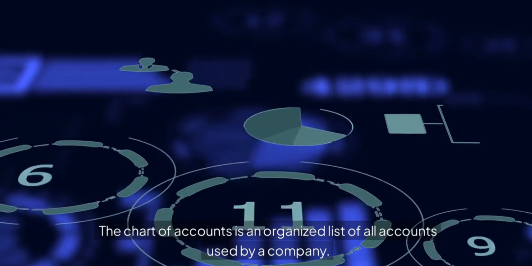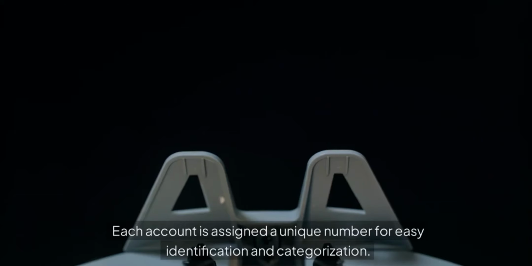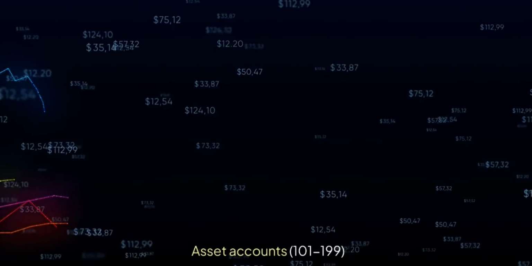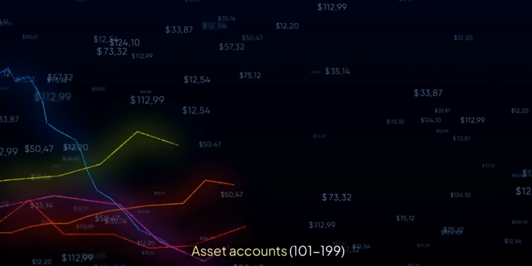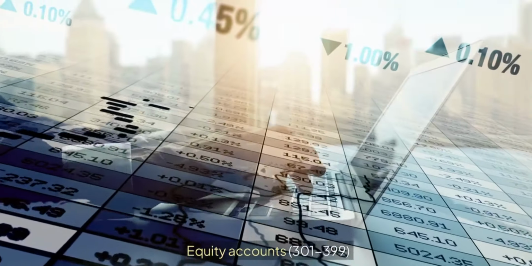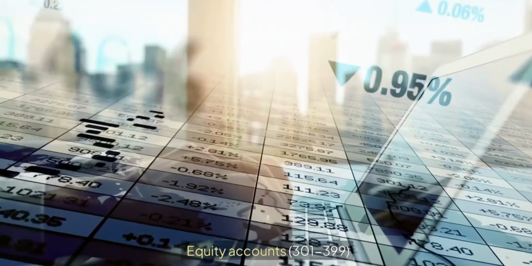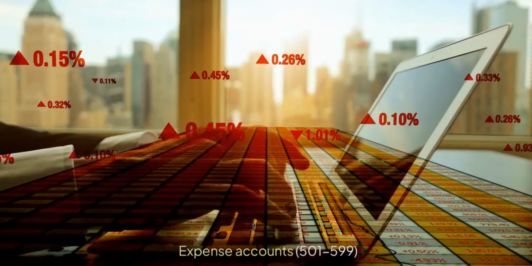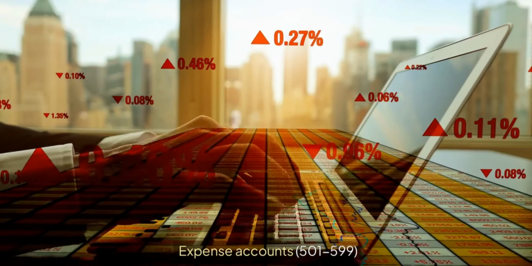The chart of accounts is an organized list of all accounts used by a company. Each account is assigned a unique number for easy identification and categorization. A chart of accounts may have the following components: asset accounts with numbers 101 to 199, liability accounts with numbers from 201 to 299, equity accounts with numbers from 301 to 399, revenue accounts with numbers from 401 to 499, and expense accounts with account numbers from 501 to 599.